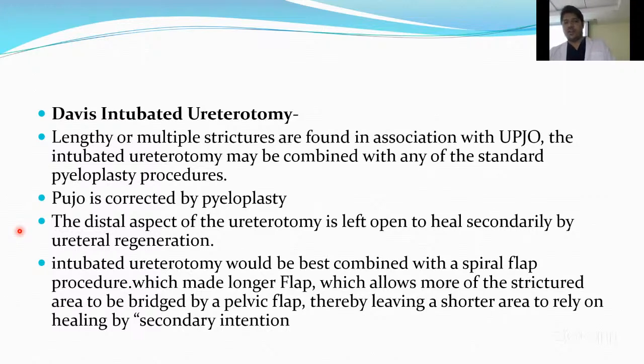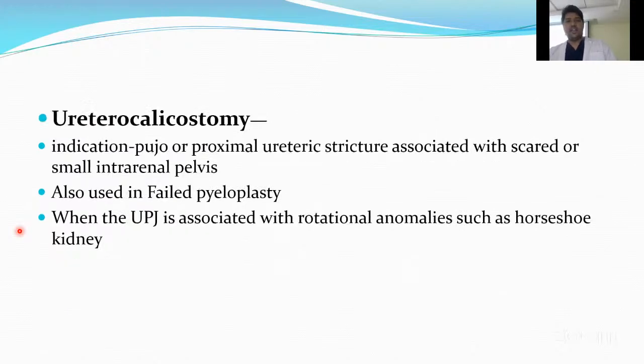PUJ is corrected by pyeloplasty, and the distal aspect of the ureterotomy is left open to heal secondarily by ureter regeneration. Intubated ureterotomy is best combined with a spiral flap procedure because it makes a longer flap, which allows more of the stricture area to be bridged by the pelvic flap, thereby leaving a shorter area to rely on healing by secondary intention.